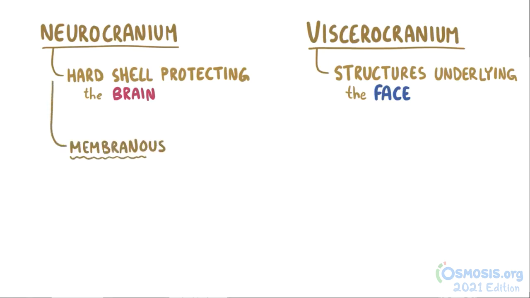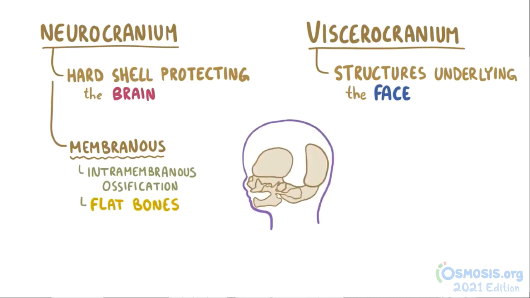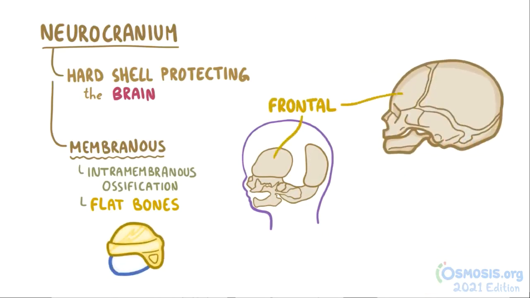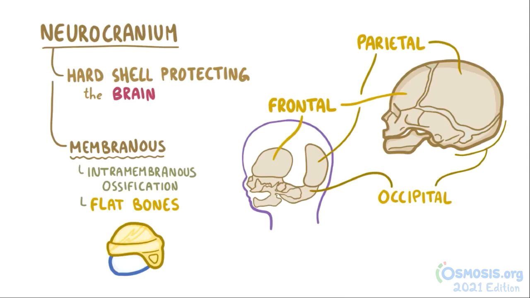First, there's the membranous neurocranium, which forms through intramembranous ossification, and makes up the flat bones of the skull. These flat bones surround the brain, and you can think of a protective helmet. Anteriorly, there's the frontal bones, above the parietal bones, posteriorly a part of the parietal bones and the occipital bone, and laterally a special spot where the parietal, occipital, and temporal bones meet, like three old friends.